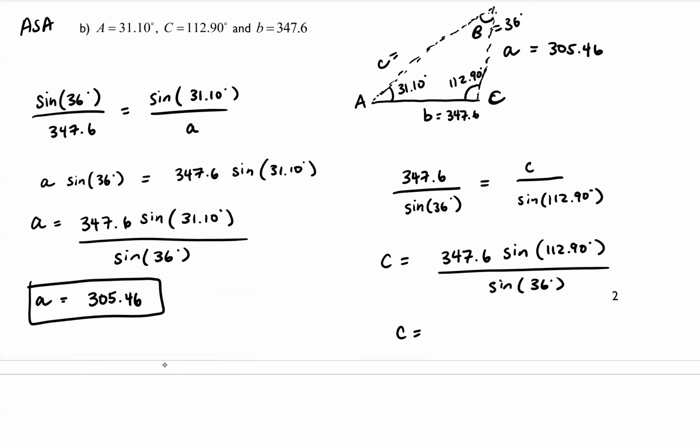Okay, so we end up getting c is equal to 544.76, and I'm just going to fill that in on my little triangle drawing, and that completes this example. We found all the side lengths and all the angles.